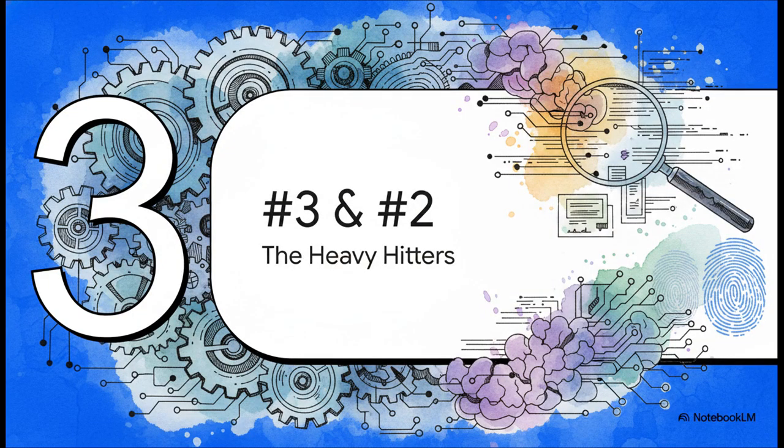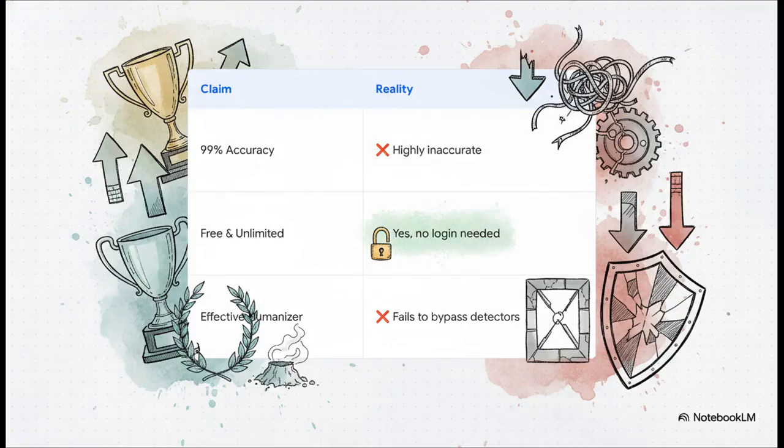Our number 3 and number 2 picks are serious contenders in the AI detection world, but they come at the problem from very different angles, and, well, they get very different results. At number 3, we have Decopy AI. Now, this tool makes some incredibly bold claims. 99% accuracy, totally free with no login needed, and it even has a humanizer feature. I mean, on paper, it sounds perfect, right?